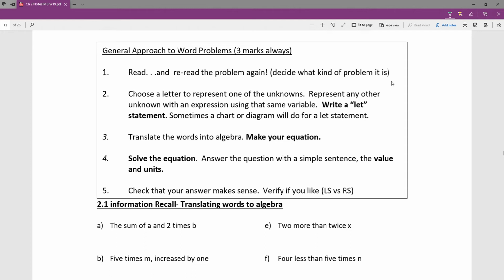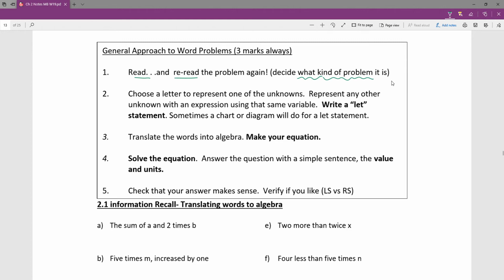So the first thing you want to do is read, and then read the question again, and reread it a third time, and decide what kind of problem it is. We're going to do 6 different kinds of word problems, generally 2 a day for the second week of this chapter. Really deciding what kind of problem it is will be key, because I will give us a strategy for each kind of word problem, a way of dissecting it, breaking it down and then building it back up ultimately into an answer.